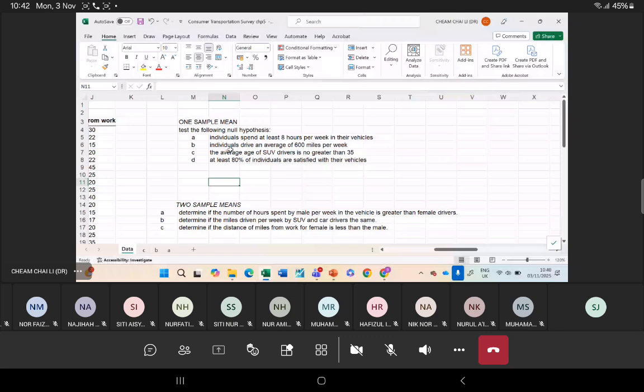What do we want to find? What is the mean? Here the mean is the number of hours spent. So number of hours spent and gender, right? This is the number of hours spent per week in the vehicle. Is it correct? So number of hours spent by male and female per week. So you need to have column F, right? Column F together with gender. You see male and female are all in column D, right?